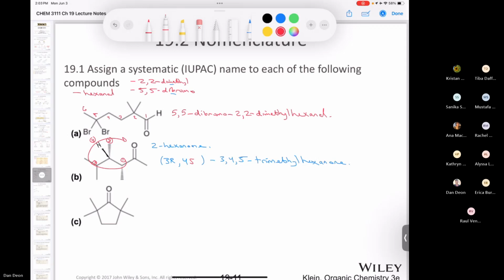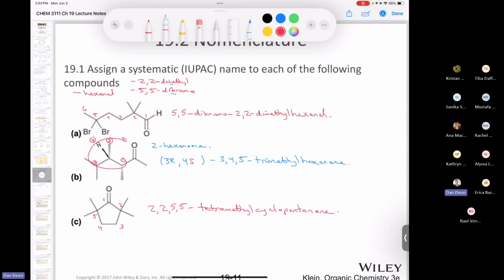And the last one, did anybody come up with a name for the last one while I've been talking? I'm sure you guys did it faster than me. 1, 2, 3, 4, 5. So it would be what? 2,2,5,5-tetramethylcyclopentanone. There we go. Not too bad.